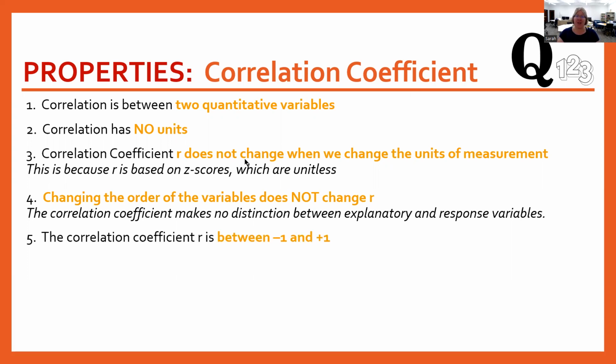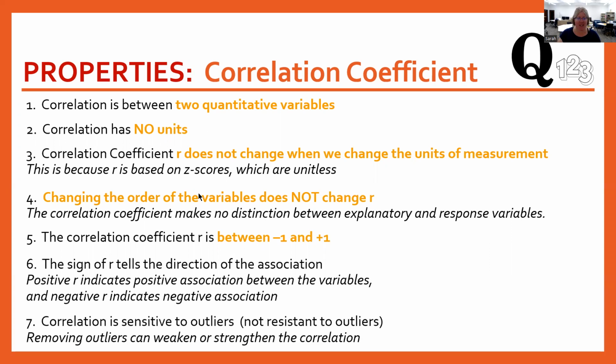The correlation coefficient is between -1 and +1. So if somebody told you they got a correlation coefficient of 8.72, there's definitely something wrong with that. And then the last two are more just kind of details as opposed to properties. So the sign of R tells the direction. So if R is positive, it's uphill. If it's negative, it's downhill.